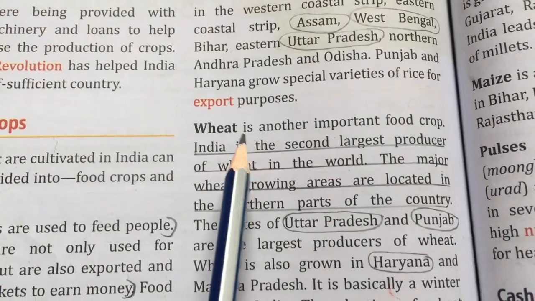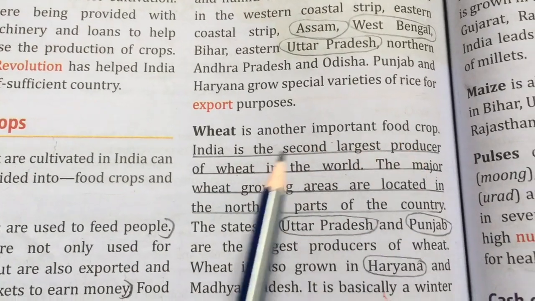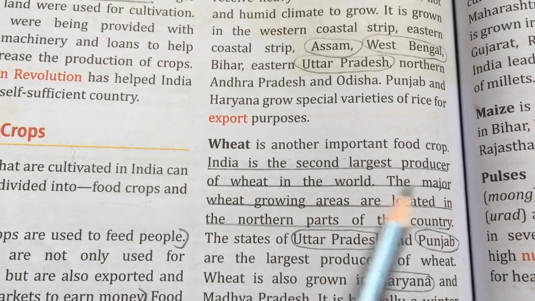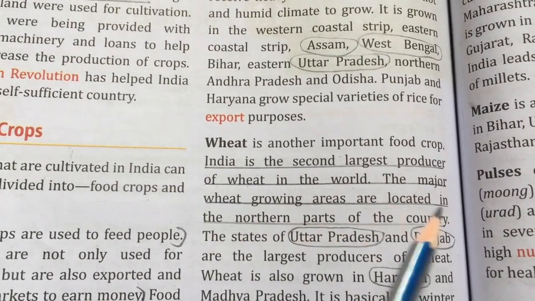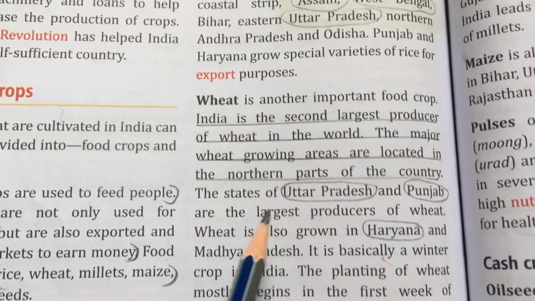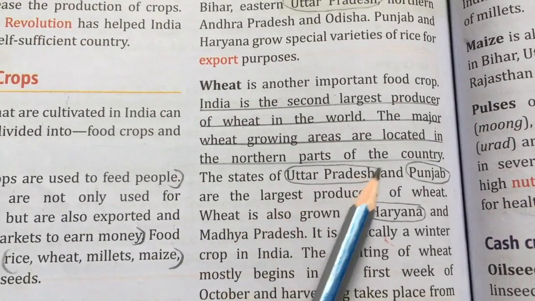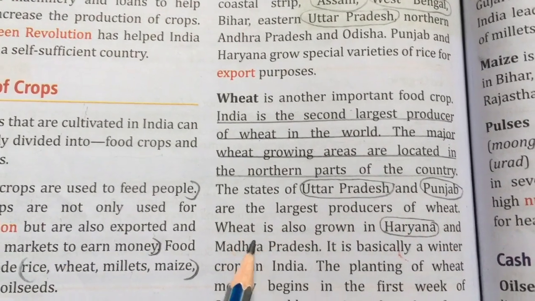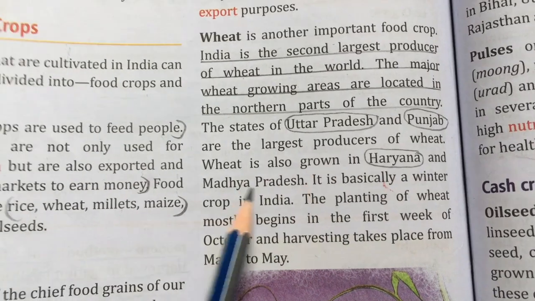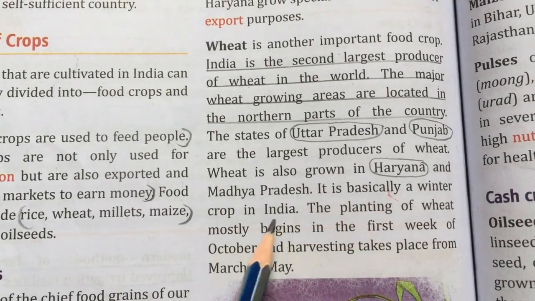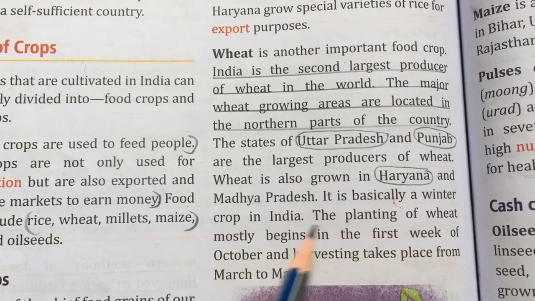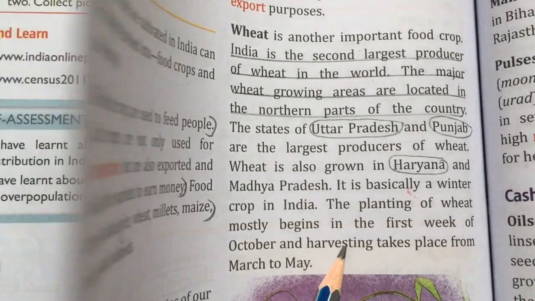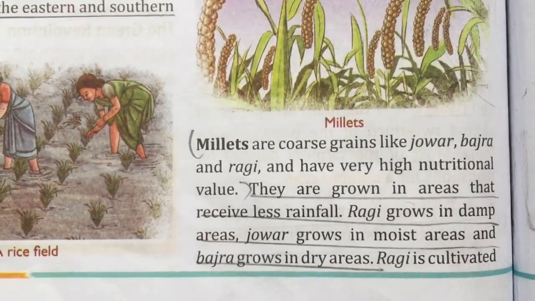The food crop is wheat. It is another important food crop. India is the second largest producer of wheat in the world. The major wheat growing areas are located in the northern parts of the country. The states of Uttar Pradesh and Punjab are the largest producers of wheat. Wheat is also grown in Haryana and Madhya Pradesh. It is basically a winter crop in India. The planting of wheat mostly begins in the first week of October and harvesting takes place from March to May.